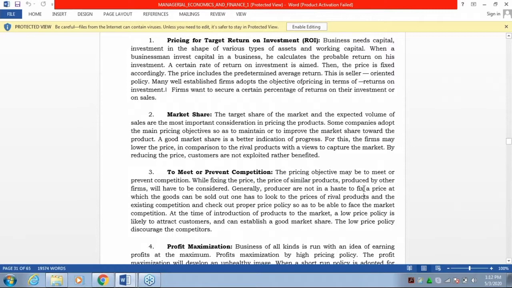Then to meet or prevent competition. When we are talking of meeting and preventing competition, the pricing objective may be to meet or prevent the competition as well. Because why fix the price?